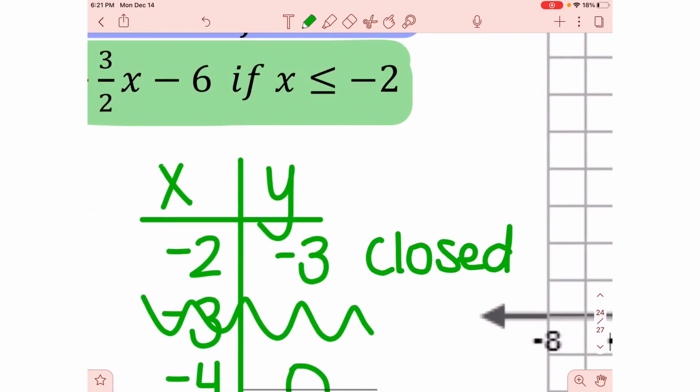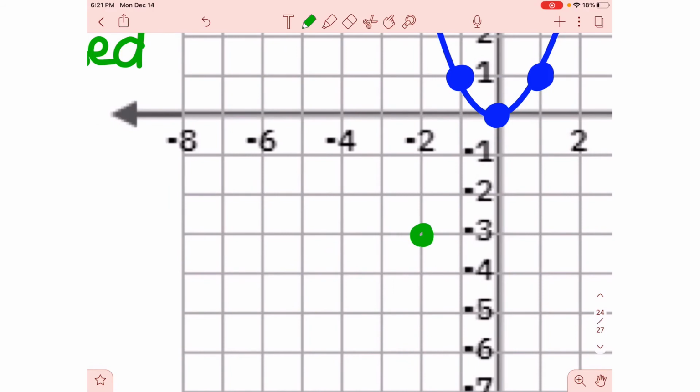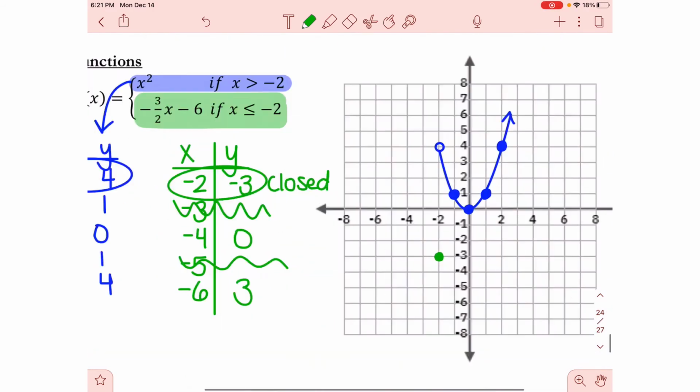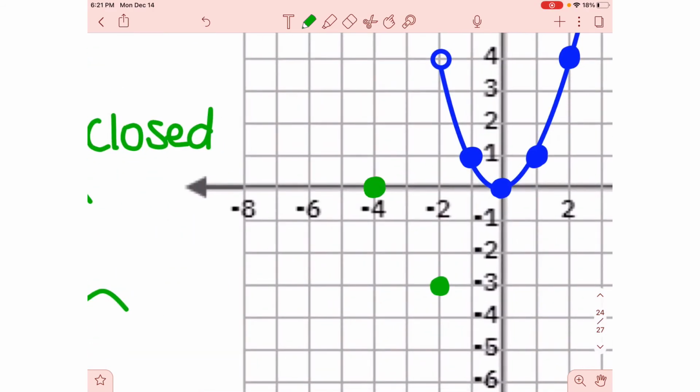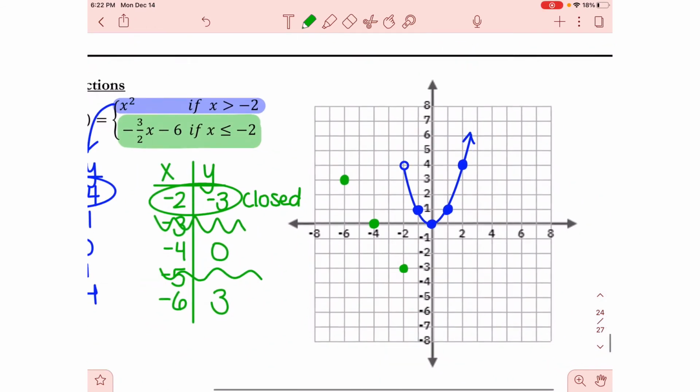And the reason why it's closed is because we are including -2. So -2, -3 is a closed circle, and then -4 is 0, and then -6, 3. Now to draw the line, this is going to be when x is less than -2.